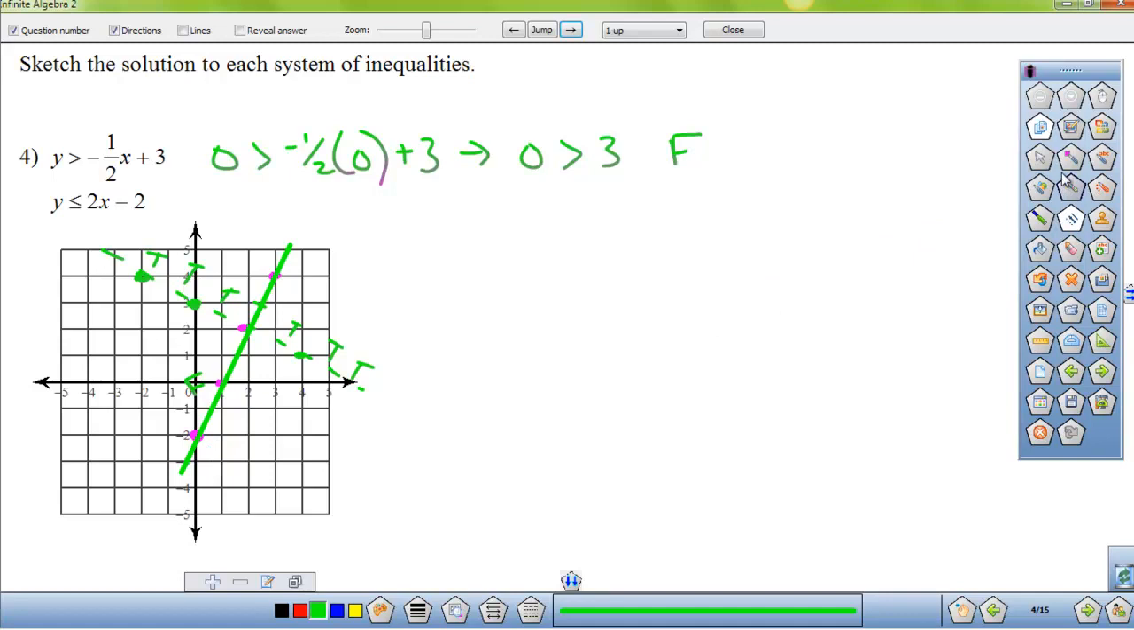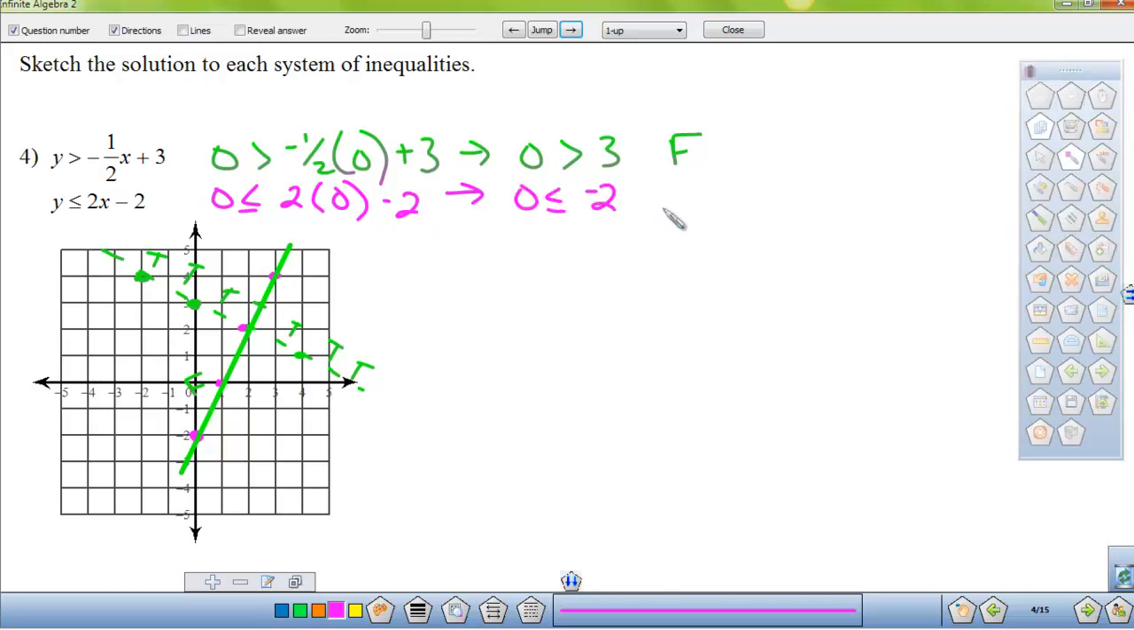And now I want to again test the points out. So I'm going to take the 0, 0, and I'm going to run it through this equation: is 0 less than or equal to 2 times 0 minus 2? And that yields a sentence that is also false. 0 is not less than or equal to -2. So again, here we are false, and that's with respect to this boundary line. So my fence row of t's are going to be over here on this side.